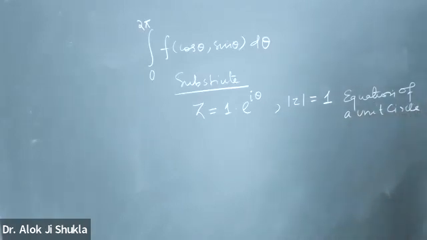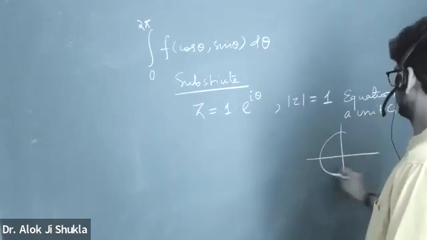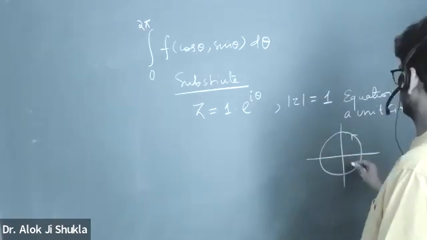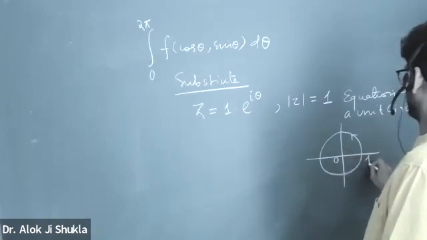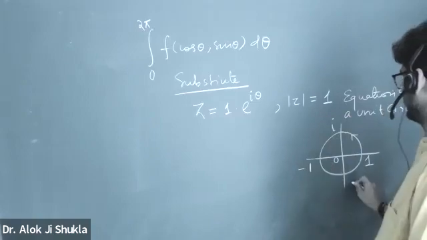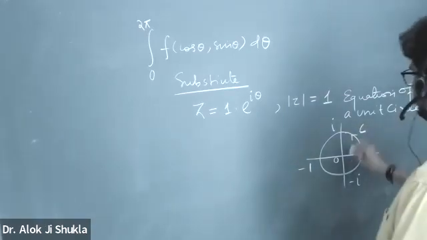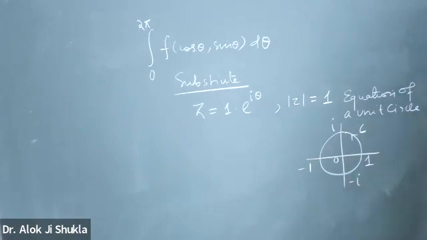What do you mean by unit circle? That means a circle of radius 1 unit, which is like this. This will be 1, this will be iota, this will be -1, this will be minus iota, circled on the Argand plane like this. This is called a unit circle, centered at origin. So this is what we are going to substitute.